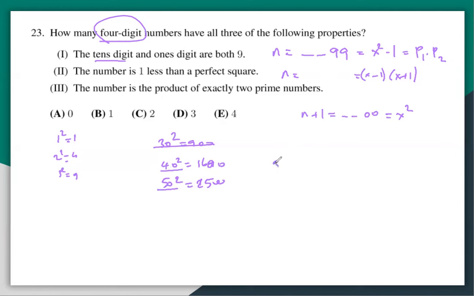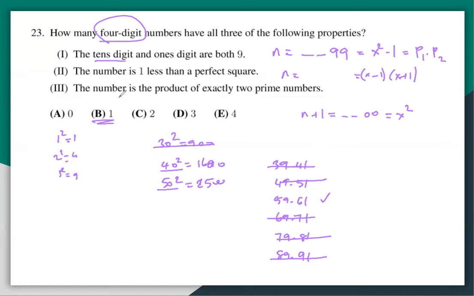For example, 39 and 41. The next ones are 49 and 51, 59 and 61, and then we have 69 and 71, 79 and 81, 89 and 91. We cannot take 29 and 31 because that's not 4-digit. Now 39 is not prime, 51 is not, 69 is not, 81 is not, and 91 is not. So it looks like we have only one pair. That looks like choice B.